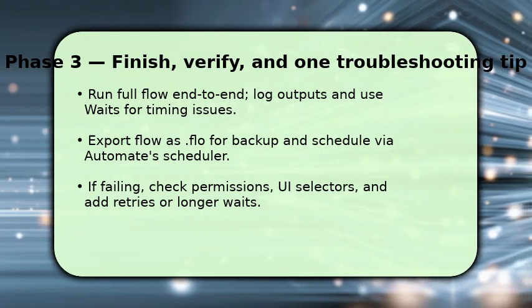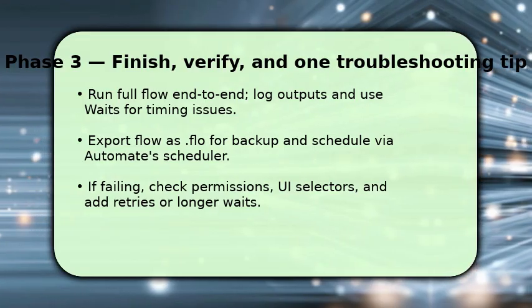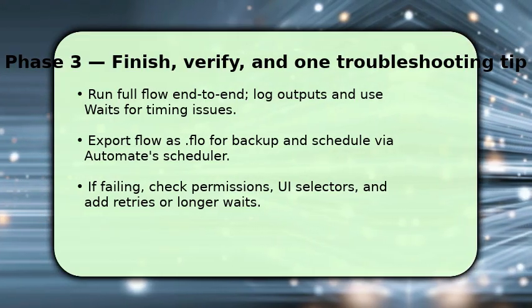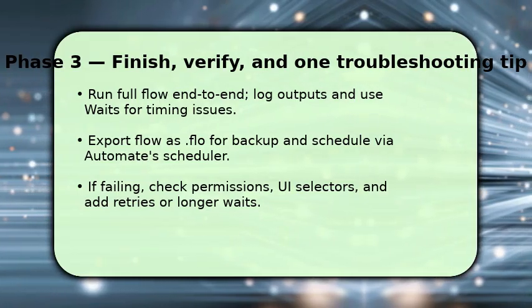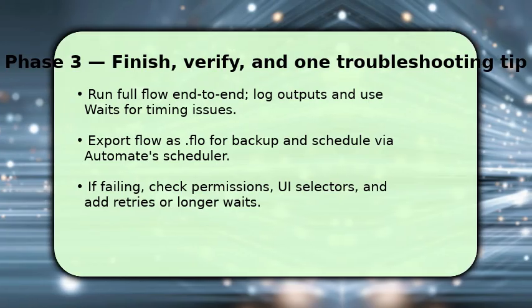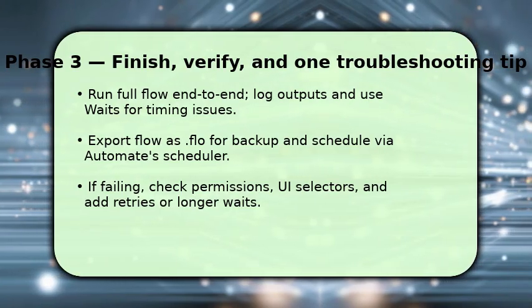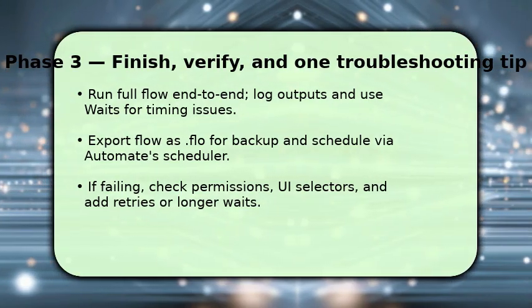Once stable, export the flow as a flow file and enable schedule or trigger-based start so it runs unattended. If things break, check permissions first, then UI selectors and timing, add retries and longer waits. Finally, iterate. Small tweaks yield robust automation.